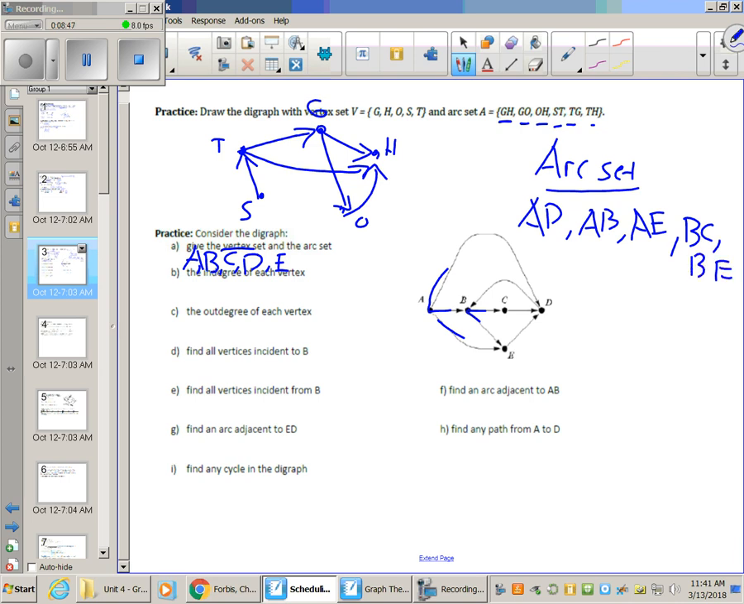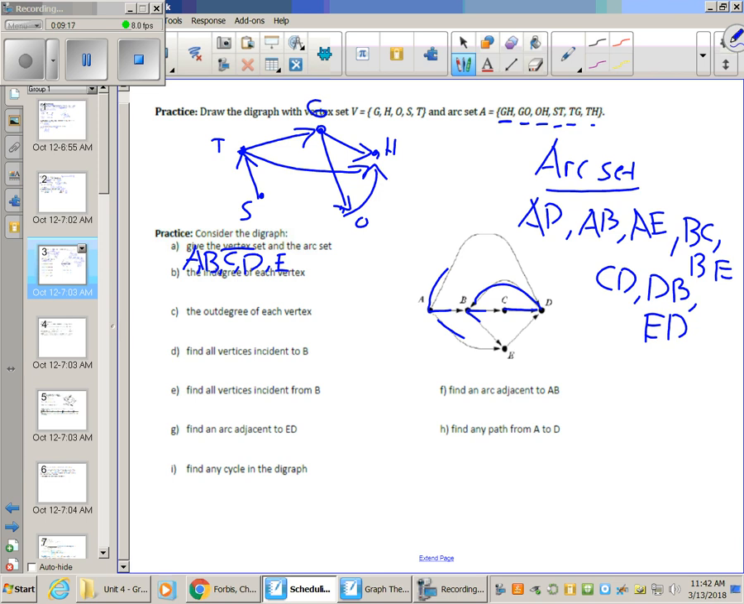If you move on to C, I'm sorry, just 1 coming out of it. CD. The next one, D, only has 1 coming out of it, and that's DB. And then my last letter is E, ED. Okay, and so we have 1, 2, 3, 4, 5, 6, 7, 8 arcs, and we're done. Okay, so keep up with that.